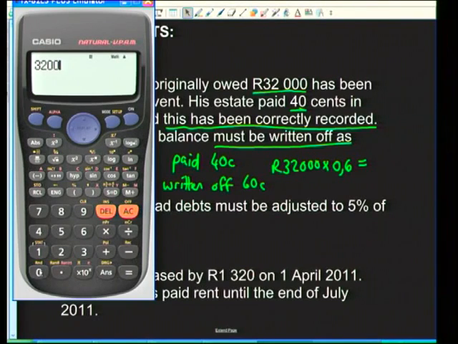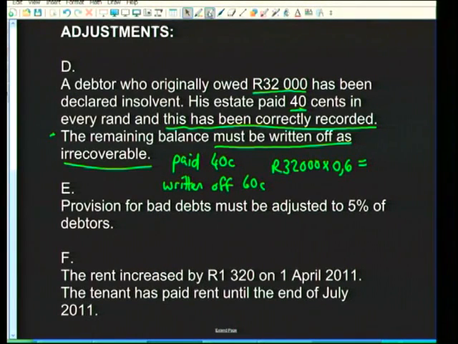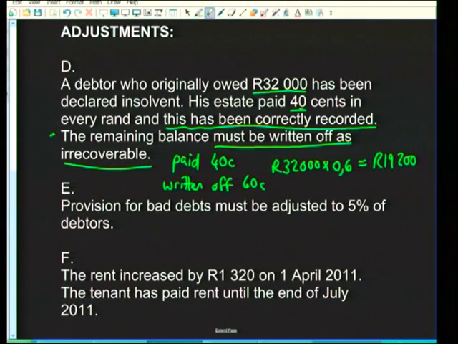Let's check what the calculation would be. We'll take 32,000 Rand, multiply by 0.6, and the answer comes to 19,200. So that is the amount that must be written off. Let's record that answer here, 19,200. So out of the 32,000 that this person owes us, we have to write off 19,200 Rand. The other amount that he's paid, in other words, the 40 cents in the Rand, would also need to be recorded. But the question tells us that this has already been correctly recorded. So what we need to do now is just write off a bad debt of 19,200 Rand.